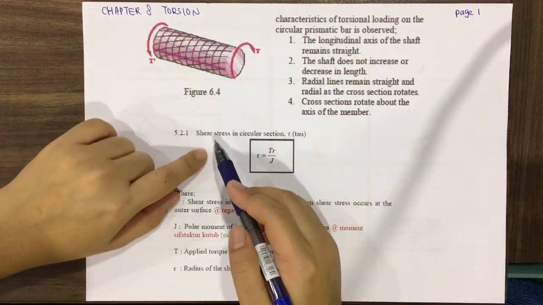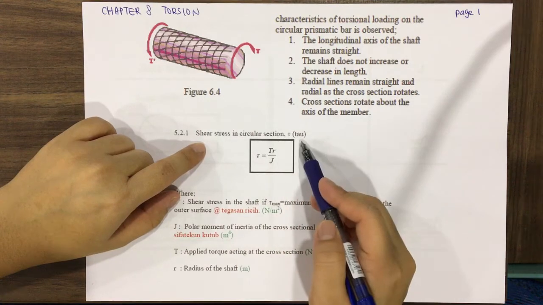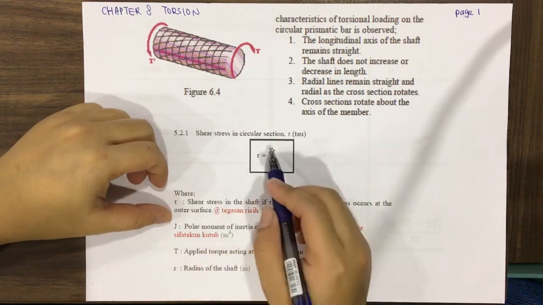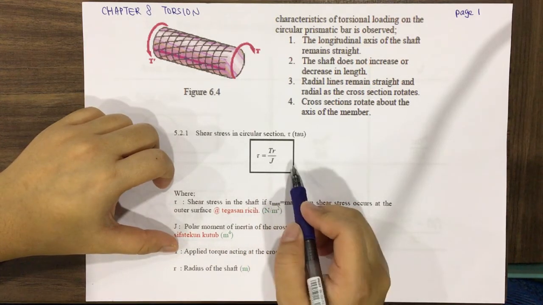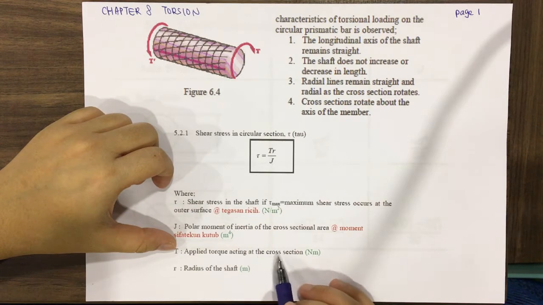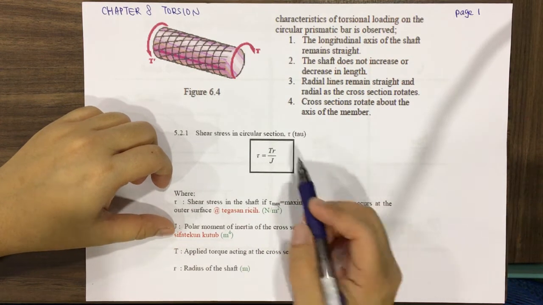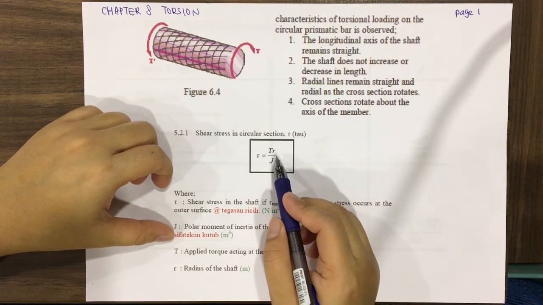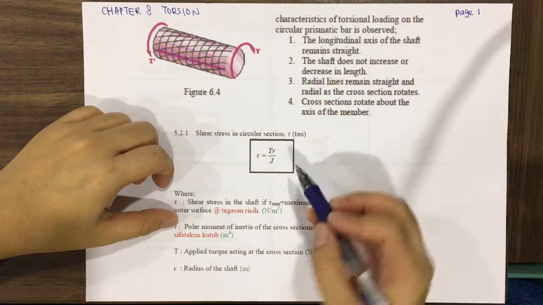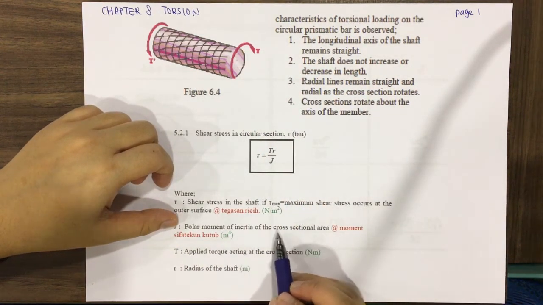And then the shear stress in circular sections when the torsion happens is shear stress equal to TR over J, where T is the applied torque acting on the cross section, in Newton meter. R is the radius of the shaft, meaning the R here. And J is the polar moment of inertia of the cross-sectional area.